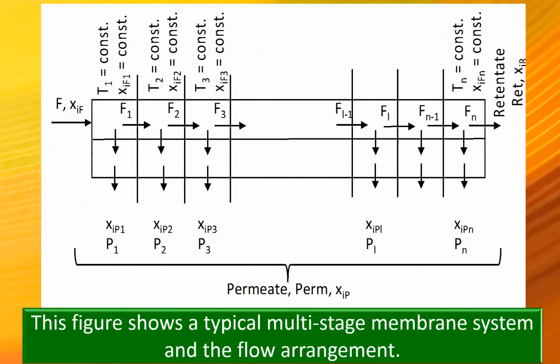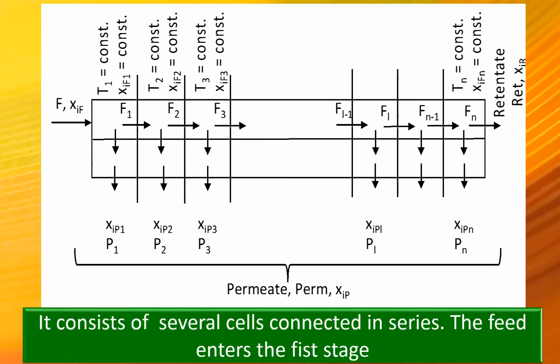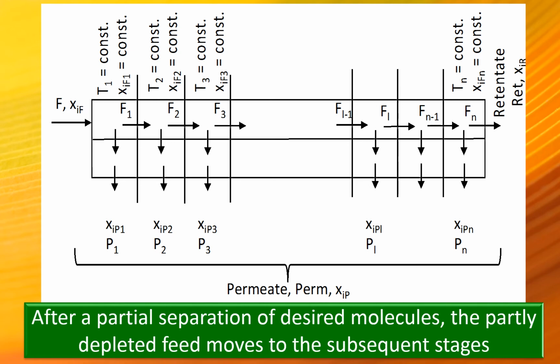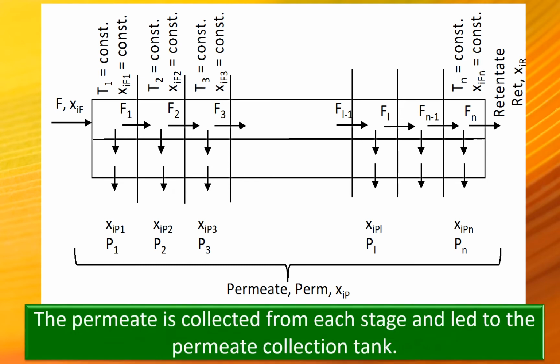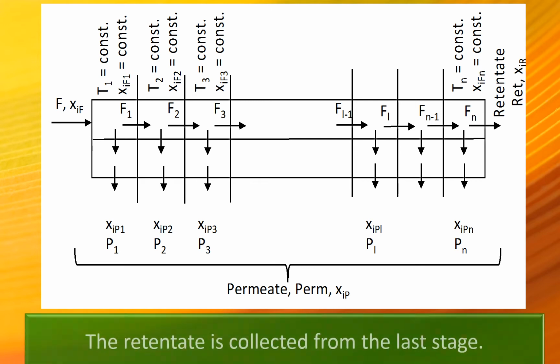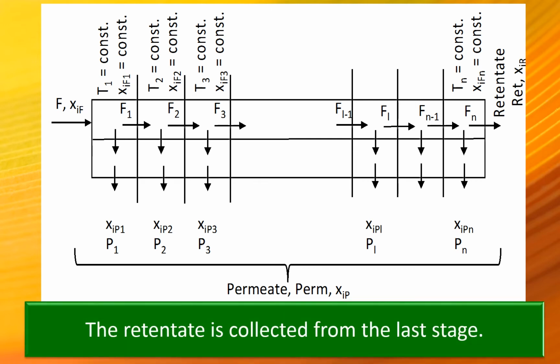The figure shows a typical multi-stage membrane system and the flow arrangement. It consists of several cells of membrane connected in series. The feed enters the first stage. After a partial separation of desired molecules, the partly depleted feed moves to the subsequent stages in series until the required separation is achieved. The permeate is collected from each stage and led to the permeate collection tank. The retentate is collected from the last stage.